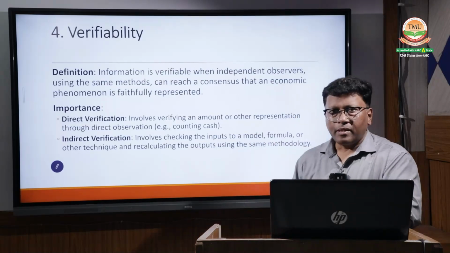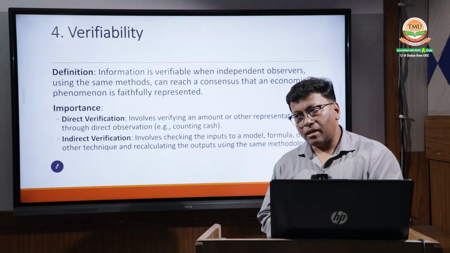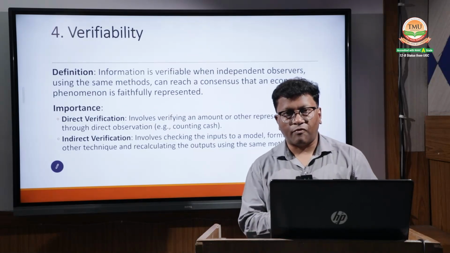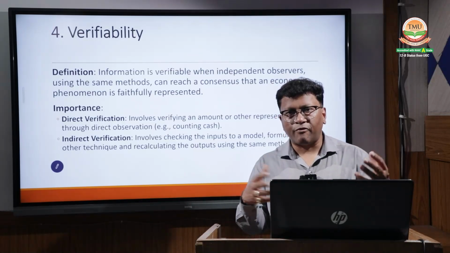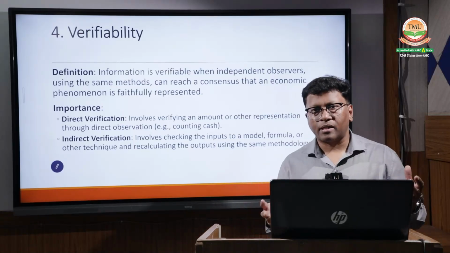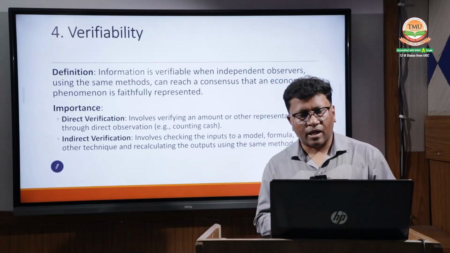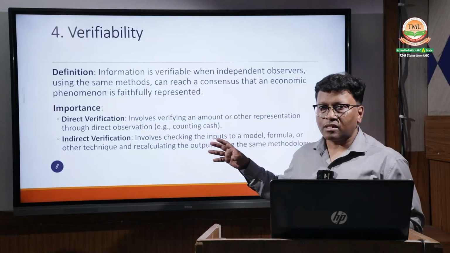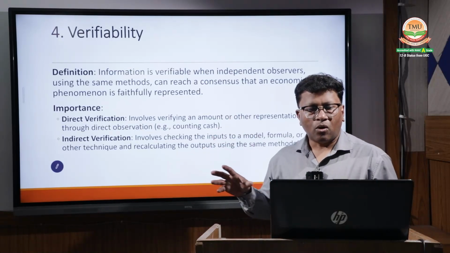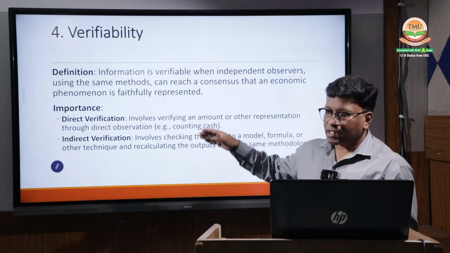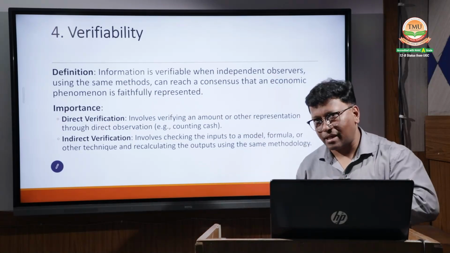And again, the verifiability: the accounting system again has this particular characteristic. It means we can verify if we are in the position to verify the accounts, right? Or by using the same formula or same methods towards the particular aspect. So we can say that the accounting system is verifiable, right? Or you can say the information is verifiable when independent observers using the same methods can reach a consensus, right?